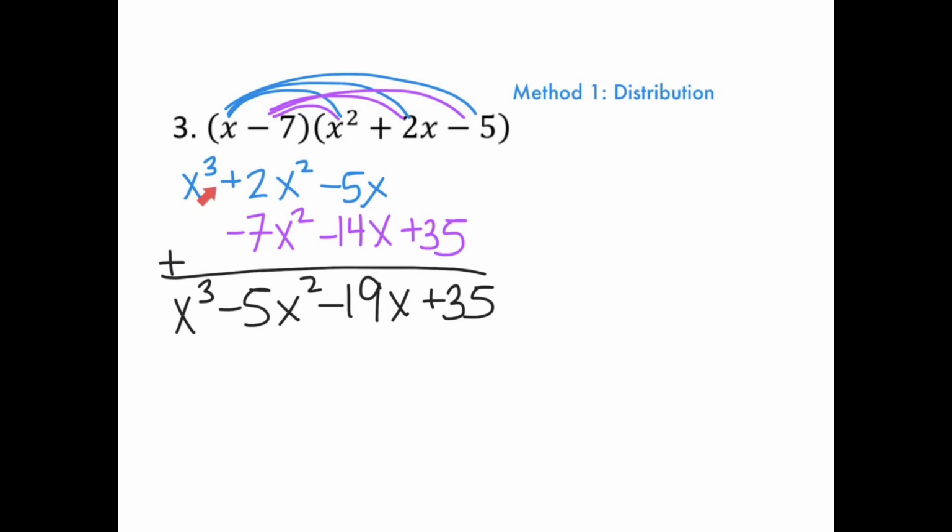Please notice when we are adding the terms together, when we are combining like terms, the variables and the exponents do not change. We are simply adding and subtracting the coefficients. It's when we do the multiplying with the distribution where my exponents change. Please keep that in mind.